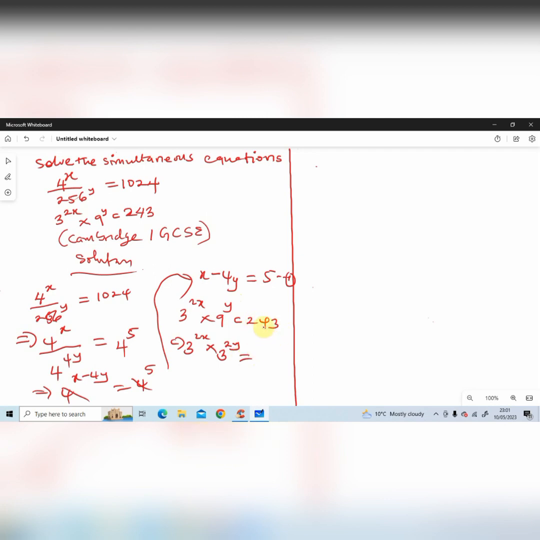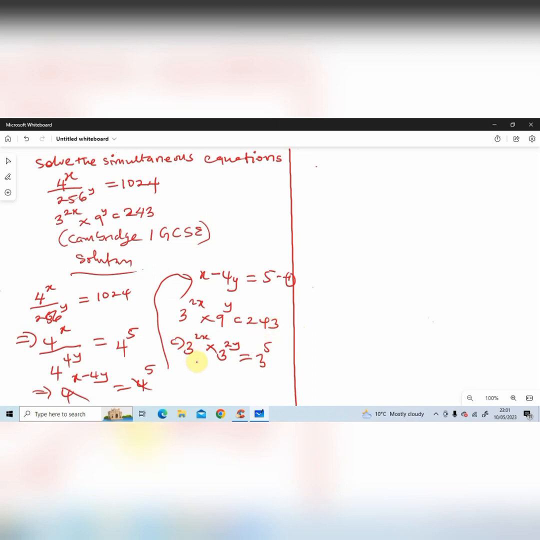So I'm going to break 243 down to look for a number that I will raise to the power of 3 to give me 243. That number is what? 3 exponent 5. 3 exponent 5 is going to give me 243, because 3 multiplied by itself five times is going to be 243.